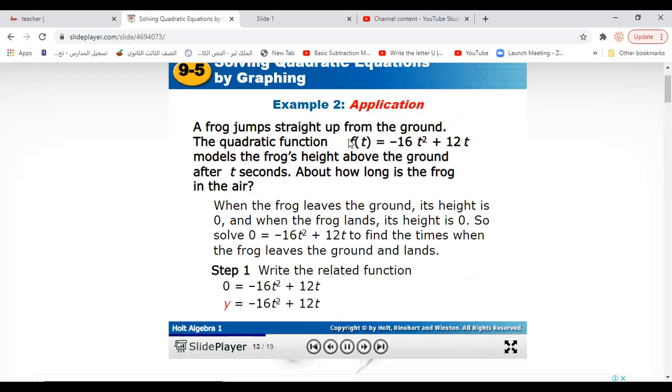The quadratic function f(t) = -16t² + 12t models the frog's height above the ground after t seconds. About how long is the frog in the air?